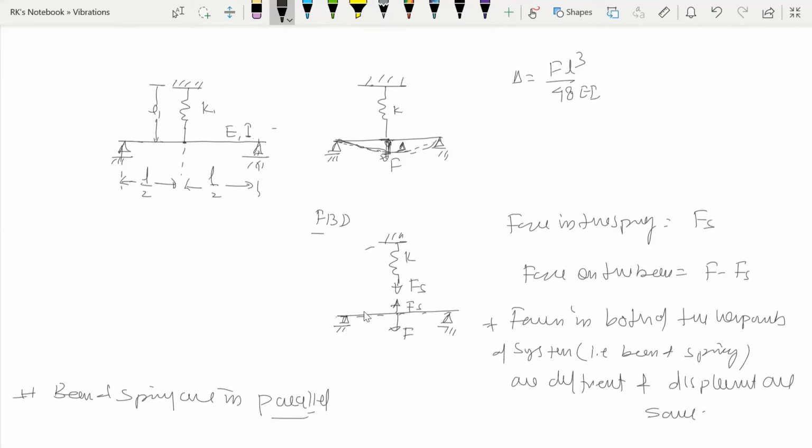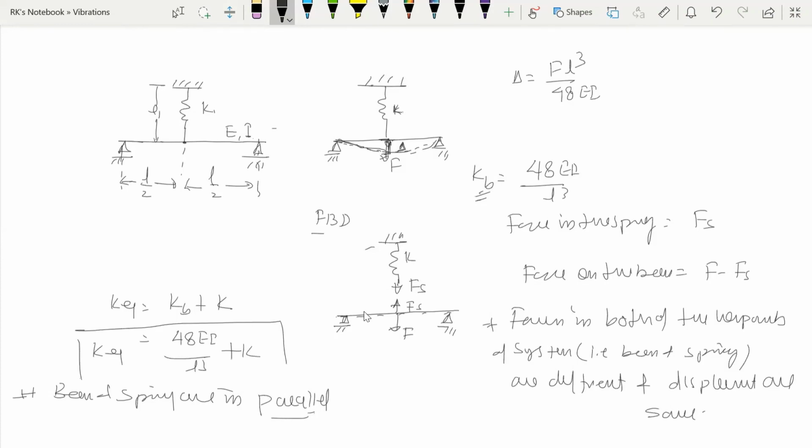So as we know, the equivalent stiffness of the beam KB can be written as 48 EI over L cube. The formula for this we derived in the last lecture, so you can watch that to get this formula. And the stiffness of the spring is K. So we can write the K equivalent of this system is KB plus K of spring. So this is 48 EI over L cube plus K. So this is K equivalent of this system.